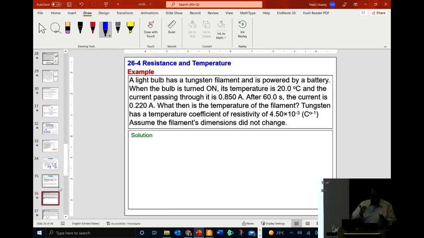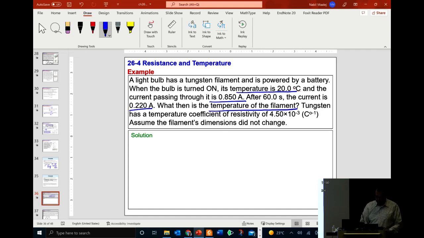Okay, next problem. A light bulb has a tungsten filament and is powered by a battery. When the bulb is just turned on, its temperature is almost room temperature, 20 degrees centigrade, and the current passing through it is 0.85 amps. This is right at the beginning. After 60 seconds, so now it has warmed up, the current is 0.22 amps. You can see the current has gone down. What then is the temperature of the filament? We want to determine the temperature of the filament.